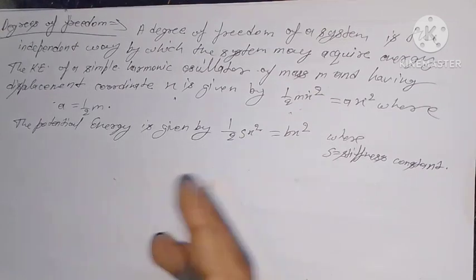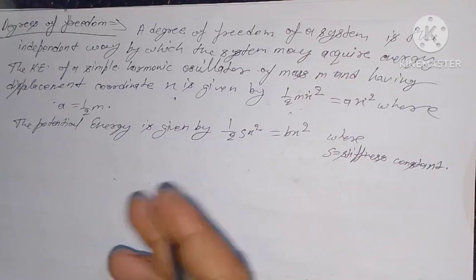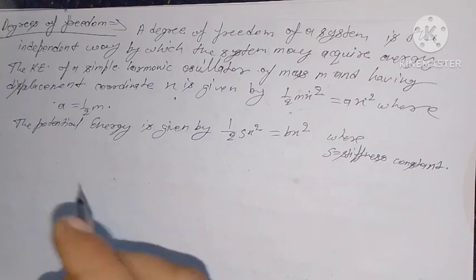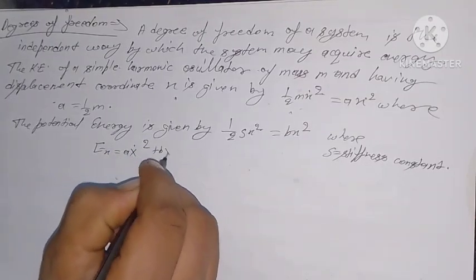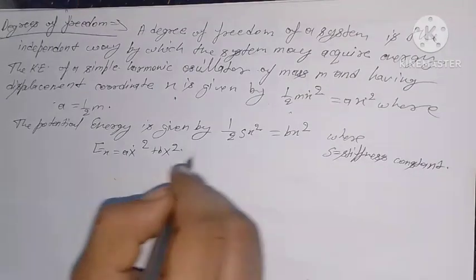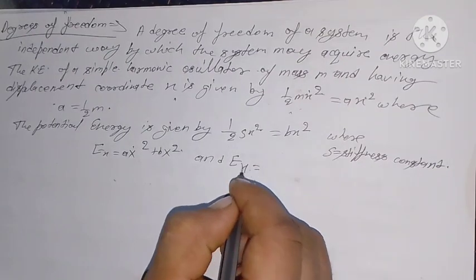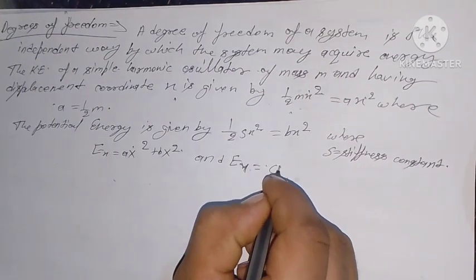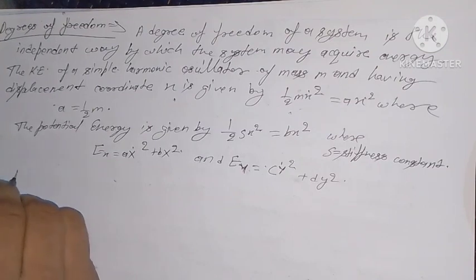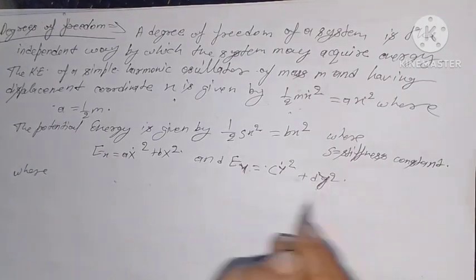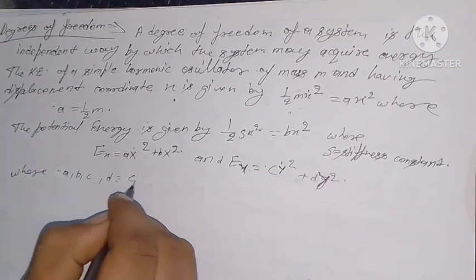Okay, if the normal modes of a harmonic oscillator are represented by normal coordinates x and y, then the total energy corresponding to the two modes will be Ex = a (dx/dt)^2 + b x^2, and Ey = c (dy/dt)^2 + d y^2, where a, b, c, d are constants.